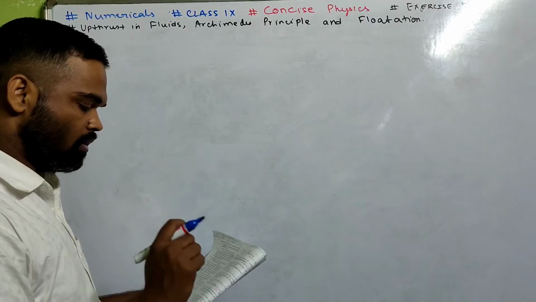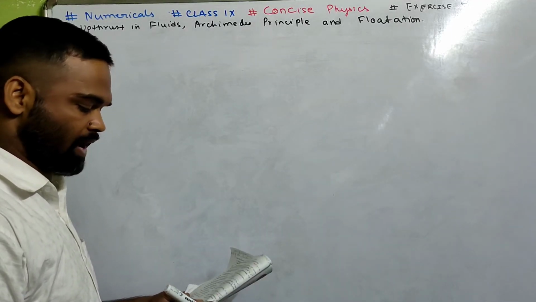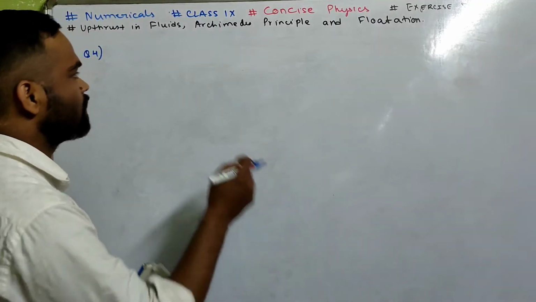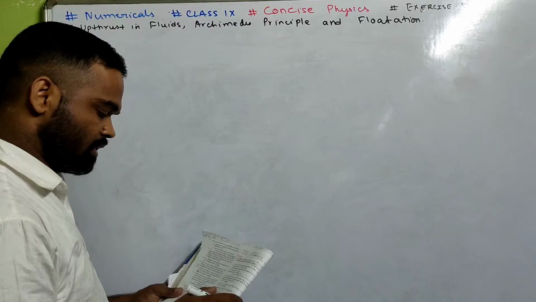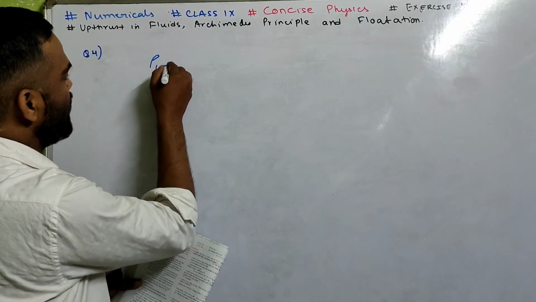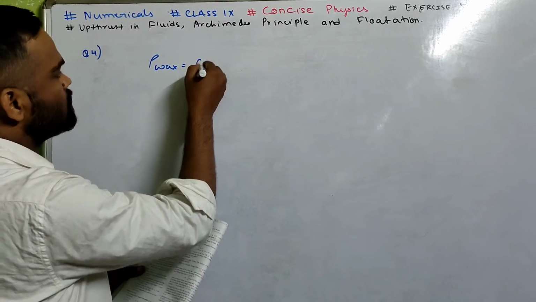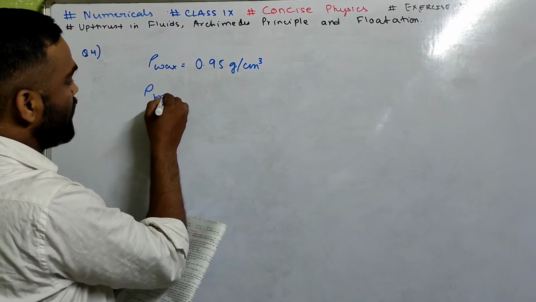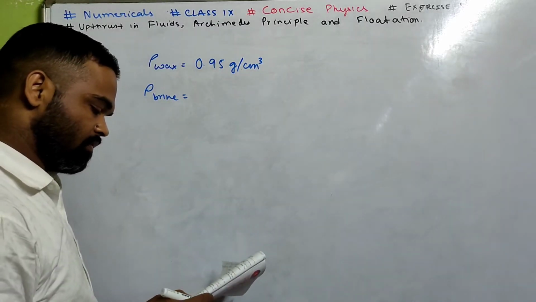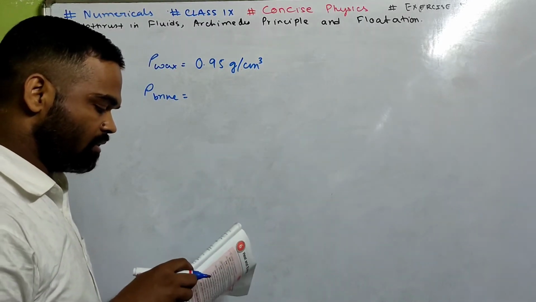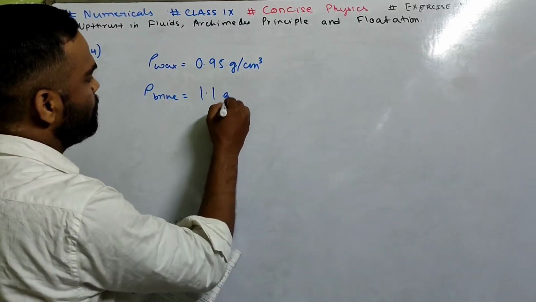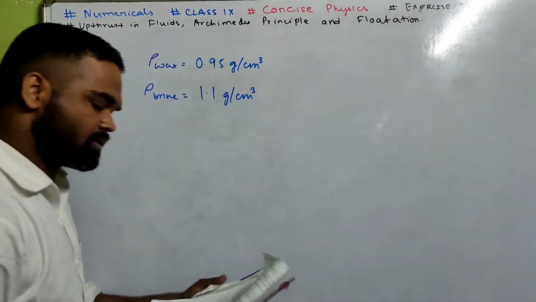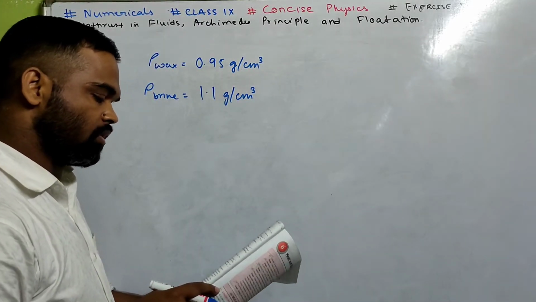Now look at number 4. A piece of wax floats on brine. What fraction of its volume is immersed? Now look carefully. Have they given something? Yeah, they have given the density of wax as 0.95 gram per centimeter cube, and the density of brine, the fluid in which it is kept, is 1.1 gram per centimeter cube. Yes. What they have asked? What fraction of its volume is immersed?